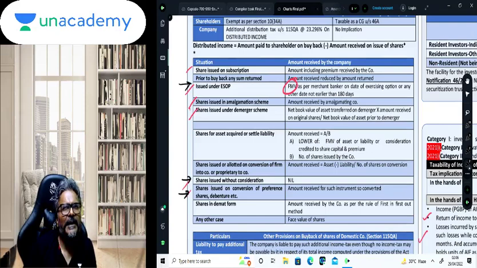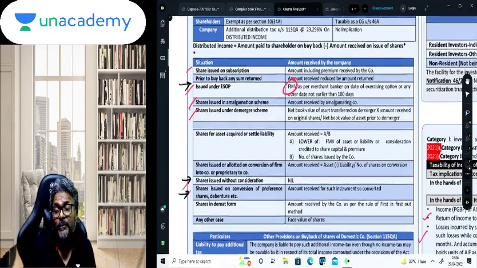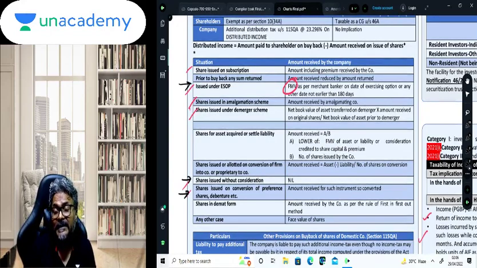Apart from that, students, in the case of a demerger, as you all are aware, originally I am the shareholder of Tata Sons, but subsequent to the demerger of TCS from Tata Sons, now I am holding the shares of both TCS as well as Tata Sons. So what if tomorrow there is a buyback of TCS, or a buyback of Tata Sons? You will have to calculate the cost of the shares of TCS and the cost of the shares of Tata Sons. How do you calculate the cost?